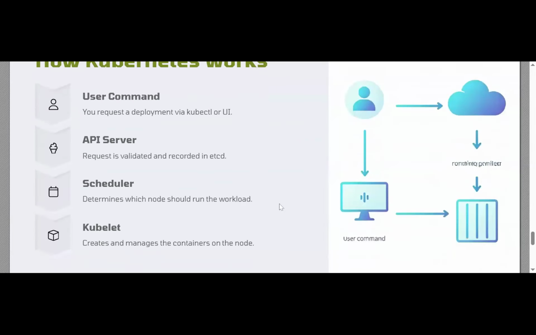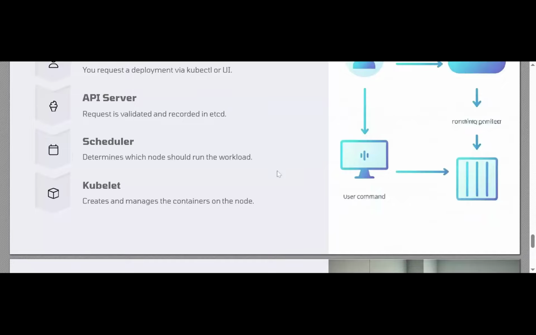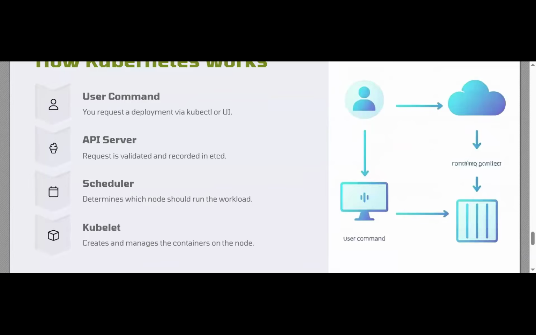Now, how does Kubernetes work? First, the user command: you request a deployment via kubectl or UI. Then the API server: the request is validated and recorded in etcd, which stores all the configurations. Then the scheduler will determine which node should run the workload. Then the kubelet creates and manages the containers on the node. That's how Kubernetes works.